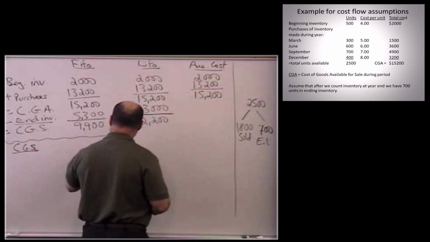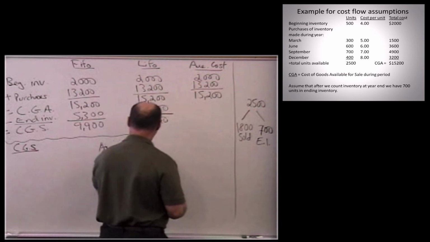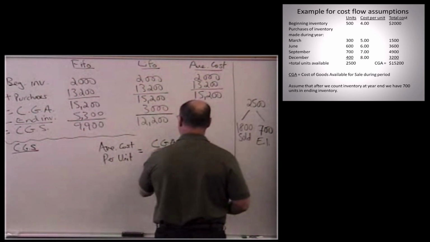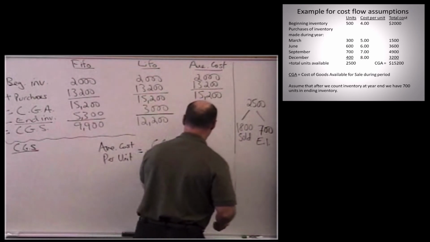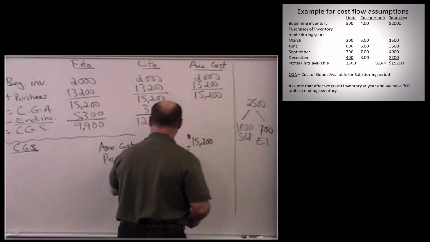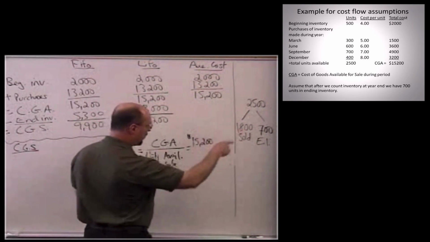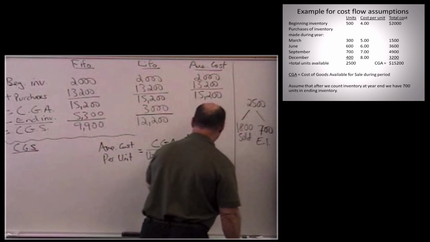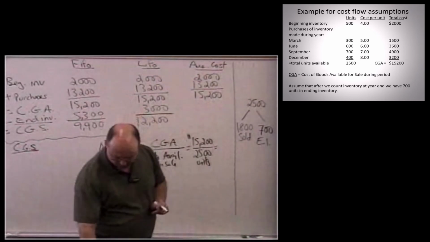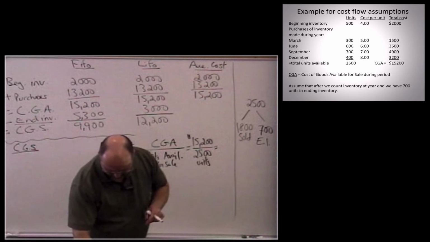To calculate average cost per unit, simply take cost of goods available for sale, which in our case is $15,200, and we divide it by the number of units available for sale, which was 2,500. 2,500 units were available for sale, and this gives us an average cost of, I think it was $6.08. You should be plugging it into your calculator.